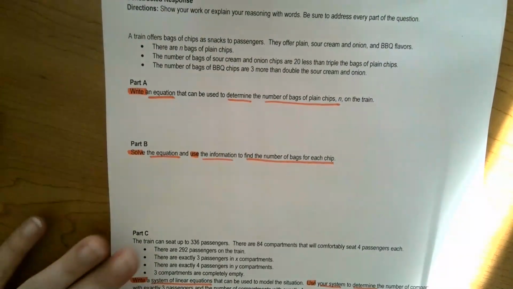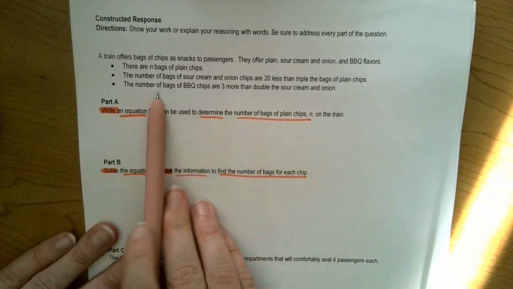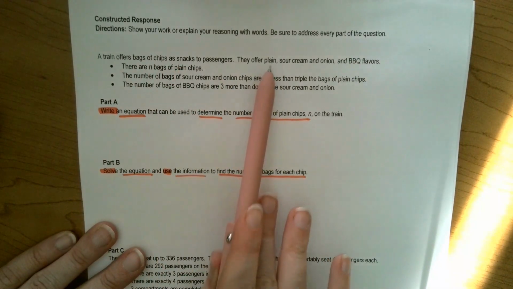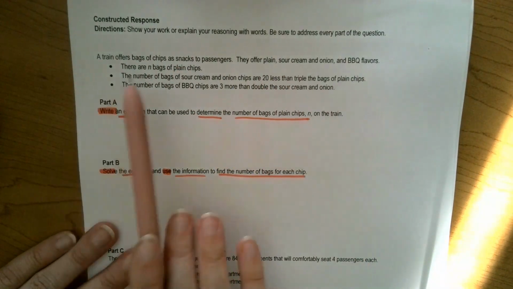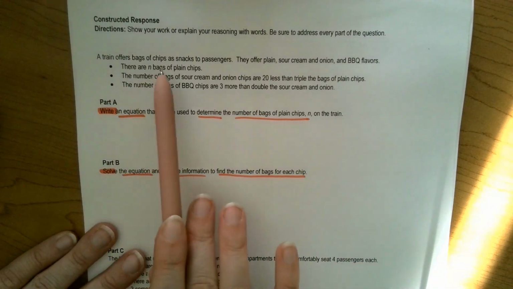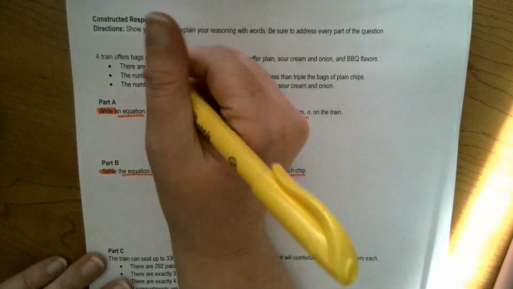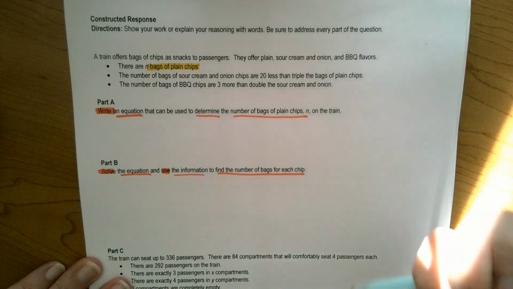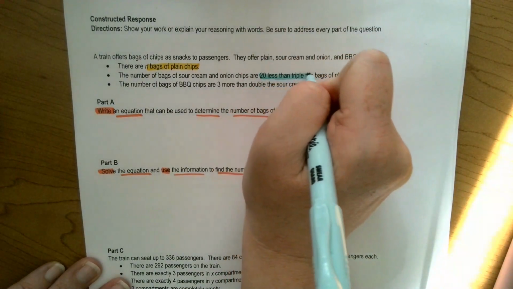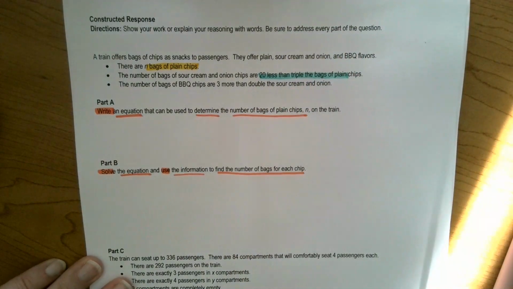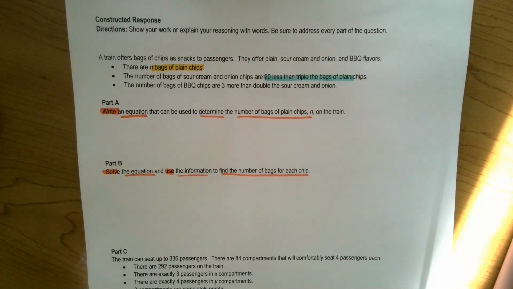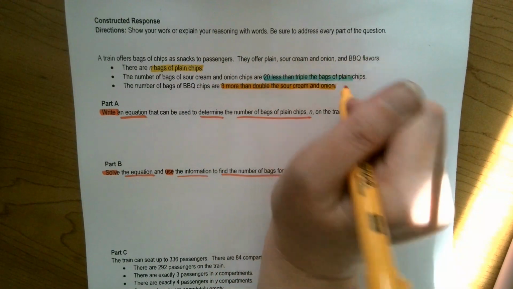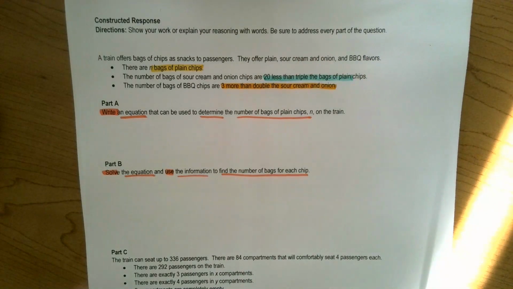We need to write an equation. So we are asked, we have that a train offers bags of chips as snacks to passengers. They offer plain, sour cream and onion, and barbecue flavored. The number of sour cream and onion is 20 less than triple the bags of plain. And then the number of barbecue chips are 3 more than double the sour cream and onion. Okay, so we want to write an equation.